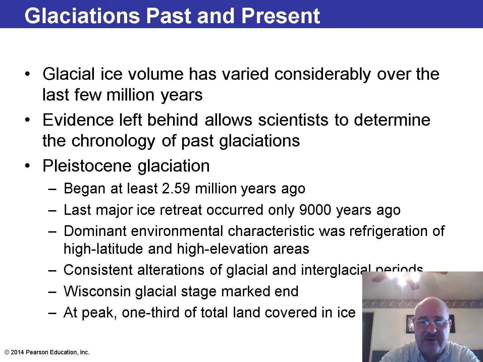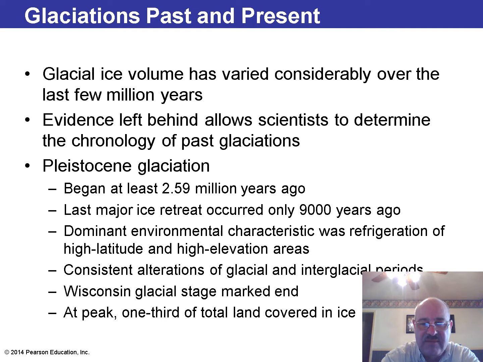Dominant environmental characteristics was refrigeration of high latitude and high elevation areas. Remember, elevation correlates to latitude. There's a difference, though. You've got to go 1,500, 2,000 miles in latitude to get to tundra and ice and what have you. On a mountain, you only have to go up about 14,000, 15,000 feet, depending on whether it's winter or not. Okay?